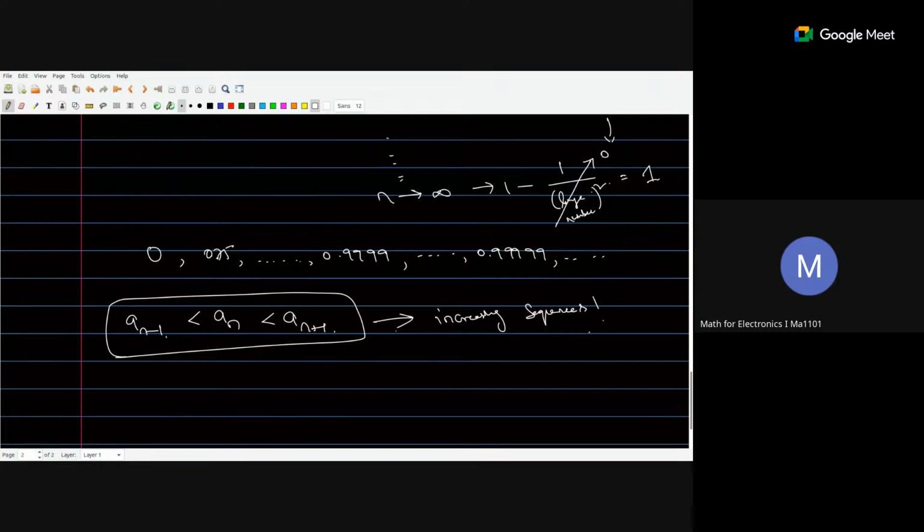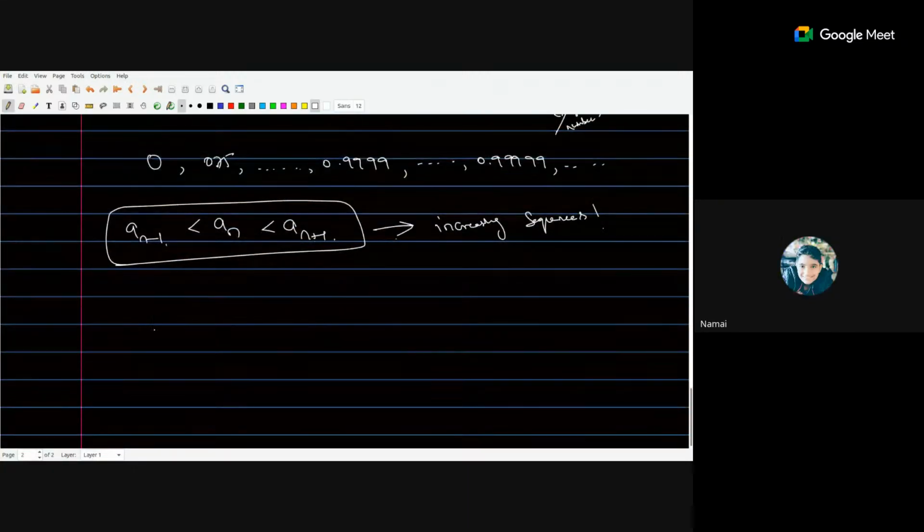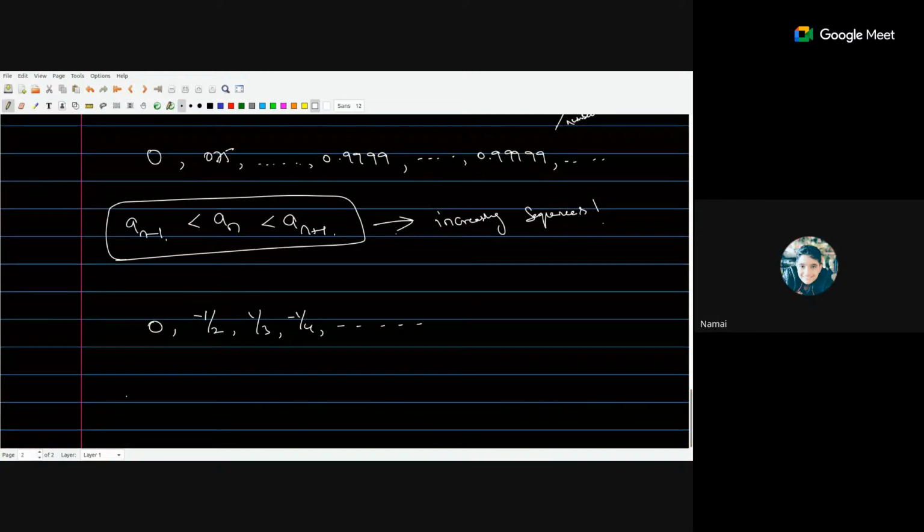Some sequences, sir, I had a doubt related to this. Can I share the question? Yes, tell me. a0 equals 1 and an equals the square root of 12 plus 4a(n-1), for all n greater than 0. Okay, I will discuss that when I go to the recurrence relations.